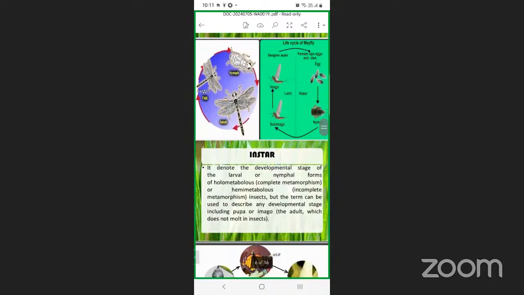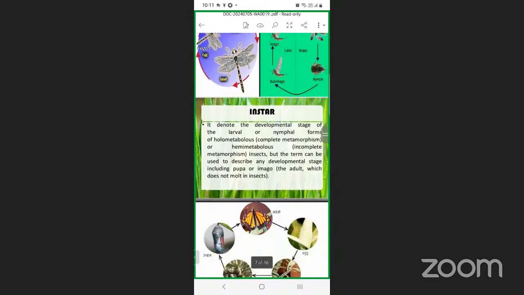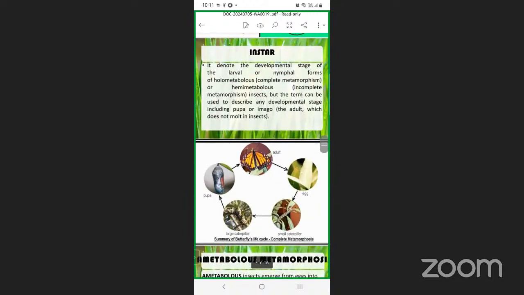When we come across the nymph, it is a developmental stage where the complete one we see in the holometabolous, and the incomplete one we'll see in the hemimetabolous. But the term can be used to describe any developmental stage, including pupa or imago, depending on the life cycle completion in that particular insect. So here we see the egg, small caterpillar, large caterpillar, pupa, and the adult stages.